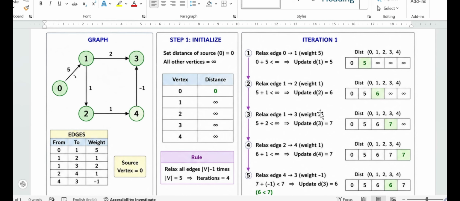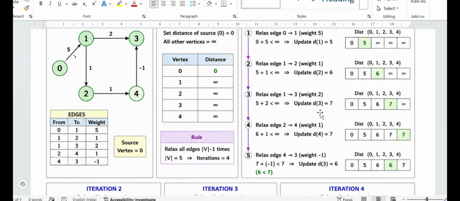In iteration 1, first we take the edge 0 to 1. Then perform the relaxation, so update the minimum distance in the adjacent vertex. Clear? We maintain a separate array to maintain the updated distance. Okay. Then 1 to 2, then 1 to 3, then 2 to 4. Then 3 has no edges to 4, so skip that vertex. Then 4 to 3. Like this, one by one in order, you relax the distance in the given graph.